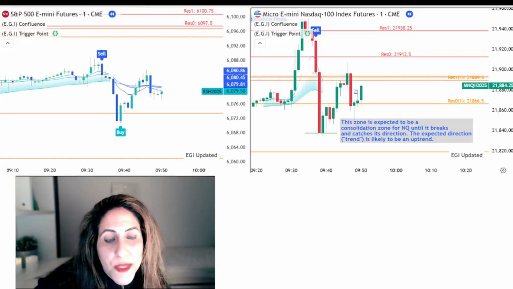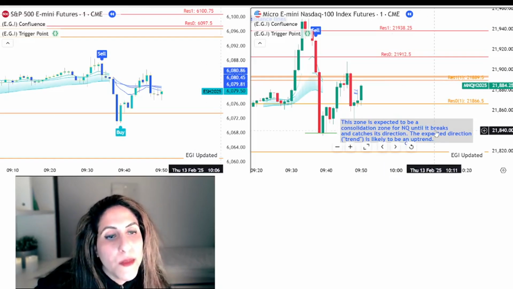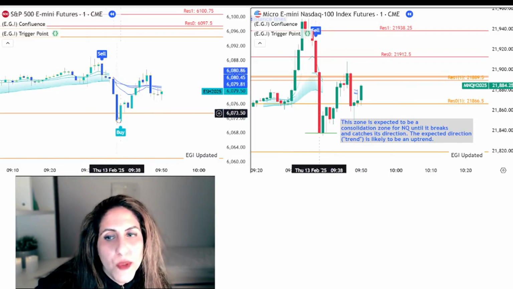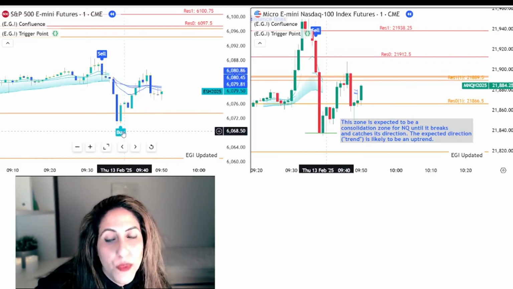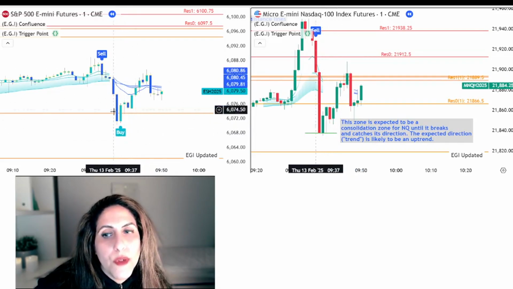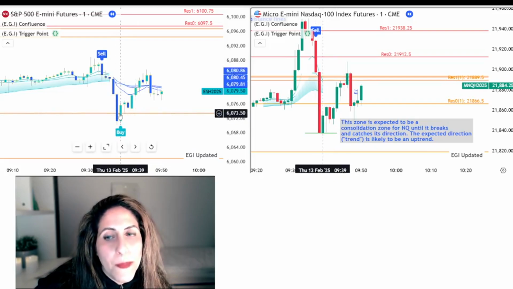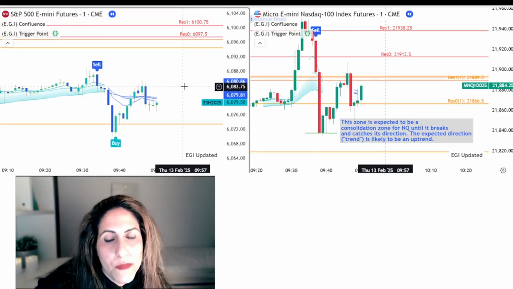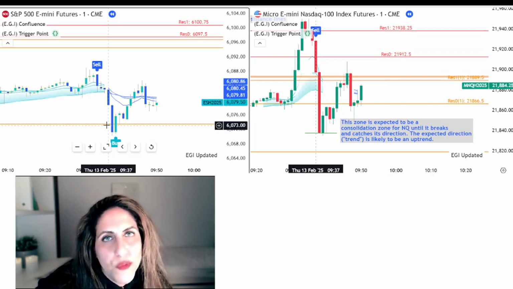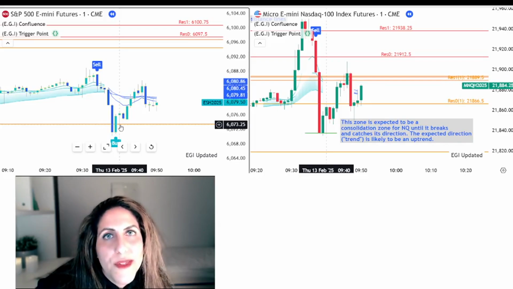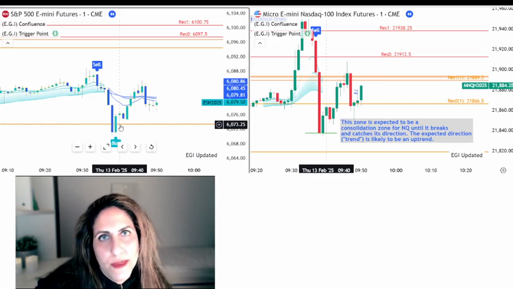Okay, so this zone is expected to be a consolidation zone for NQ until it breaks and catches the direction. The expected direction is likely to be an uptrend because we identified the price action when the market opened. The buyers were pushing up off a support level, and this often indicates the trend, the market sentiment today. So the behavior of the market relative to the trigger points when the market opens often indicates the market sentiment.